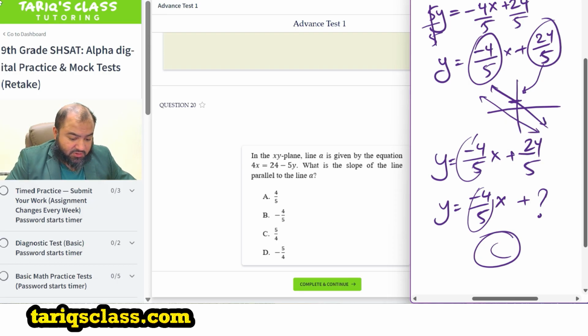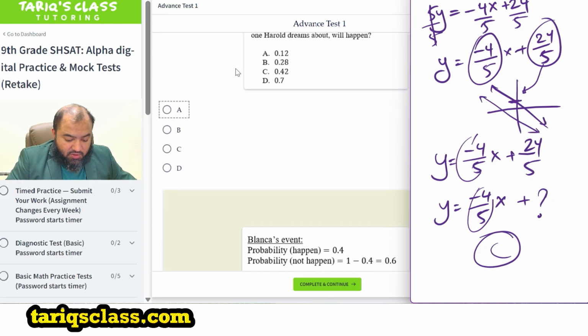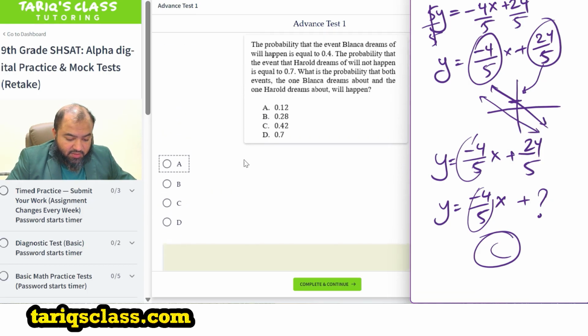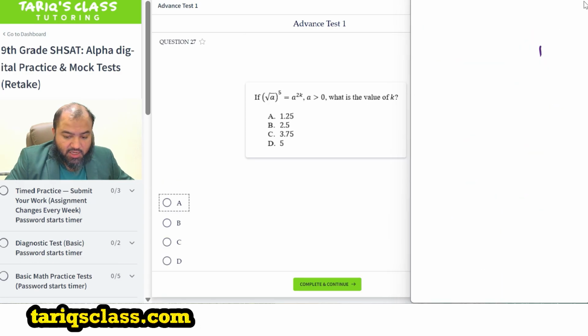Now the next question we're going to work on. There are a lot of good questions on this, and it has explanations too, so there are more questions. Okay, let's try question number 27 here. It's from the Alpha platform.